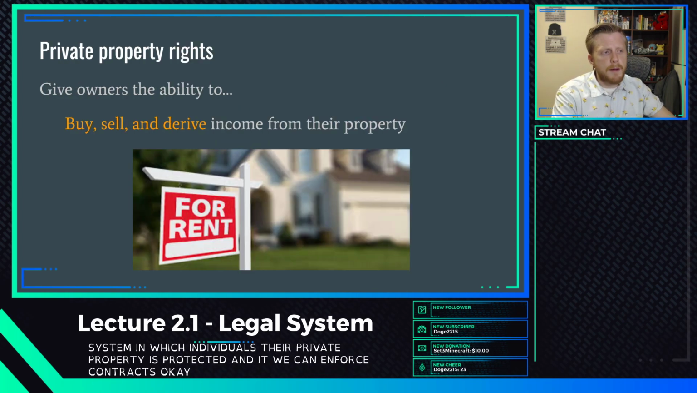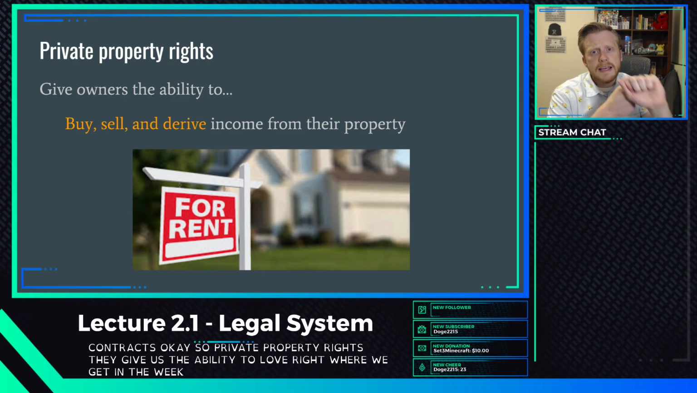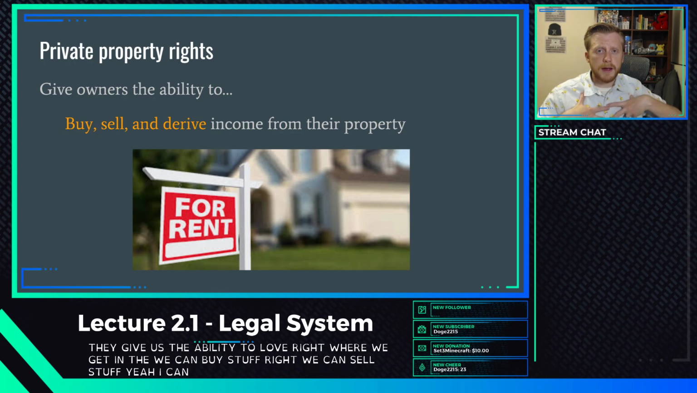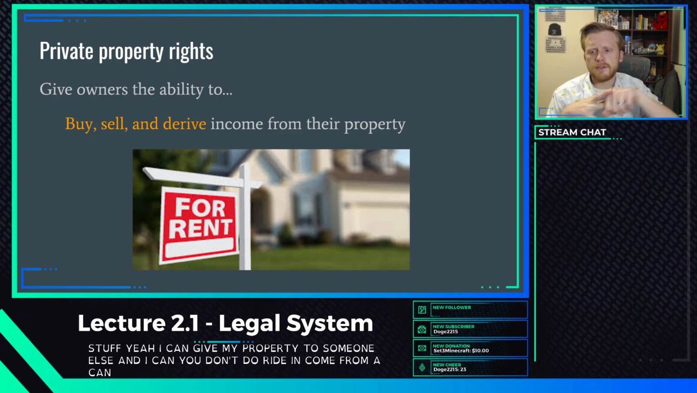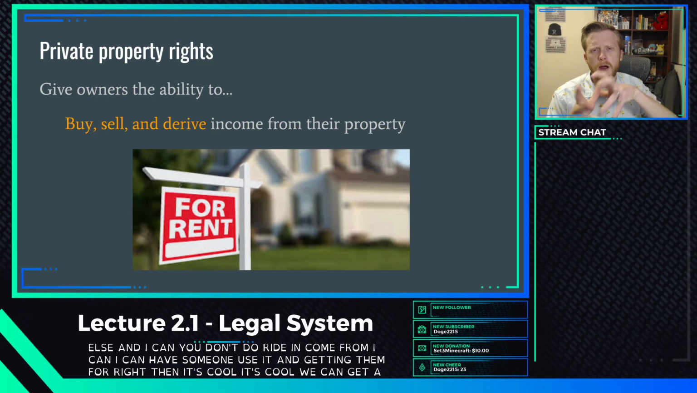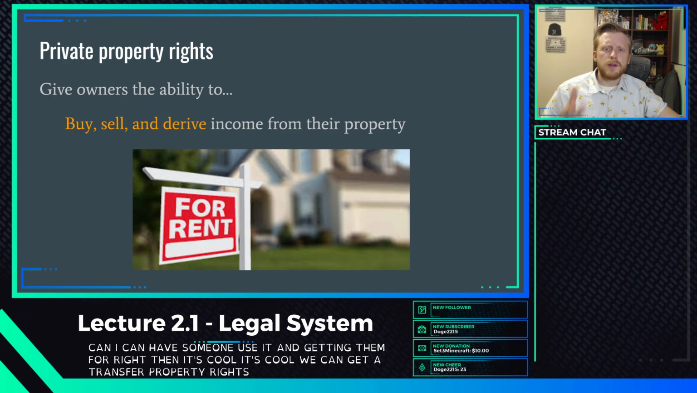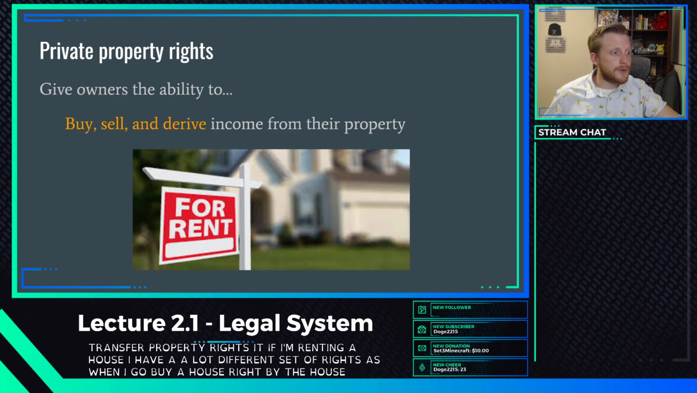Okay, so private property rights, they give us the ability, it's like a bundle of rights where we can buy stuff, right? We can sell stuff. I can give my property to someone else, and I can derive income from it. I can have someone use it and get income for it, right? The thing that's cool is that we can kind of transfer our property rights. If I'm renting a house, I have a lot different set of rights than when I buy a house, right? If I buy the house, I can do whatever I want, right?